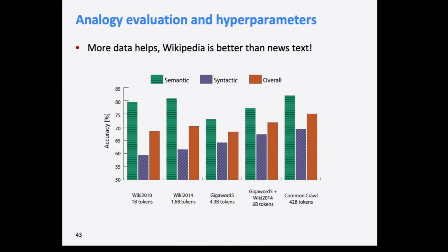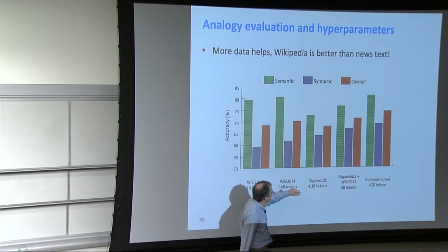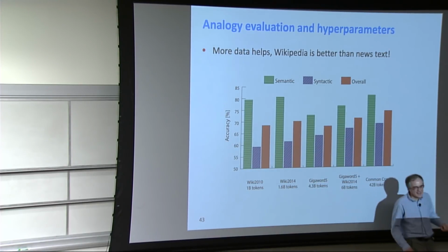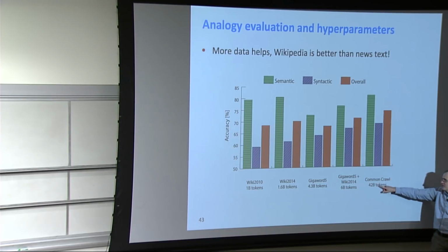Okay. Yeah, so a couple more things on that. What are we showing here? So these are, again, semantic, syntactic, and overall numbers. There are two things being mixed together here. One is if we just look at the overall numbers, they're highest over here, which is this 42 billion token Common Crawl web pages corpus. That gives us the highest overall number.